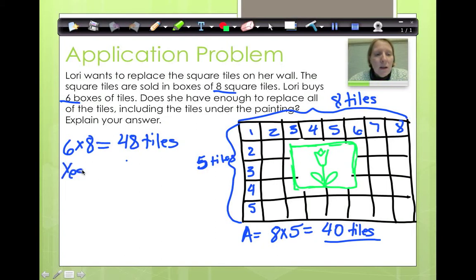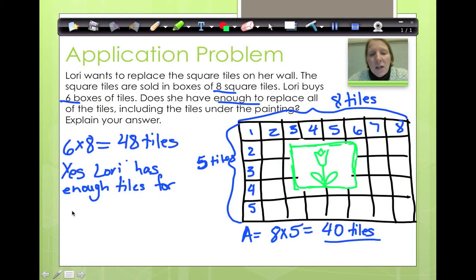Yes, Lori has enough. What if you don't know how to spell the word enough? There it is, right there. Yes, Lori has enough tiles for her project.